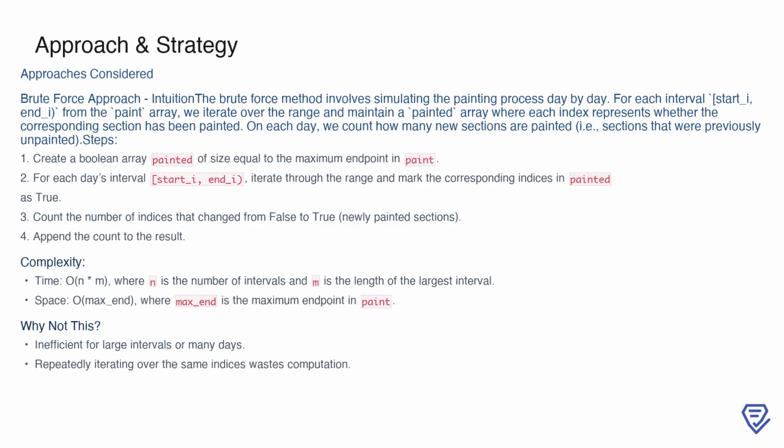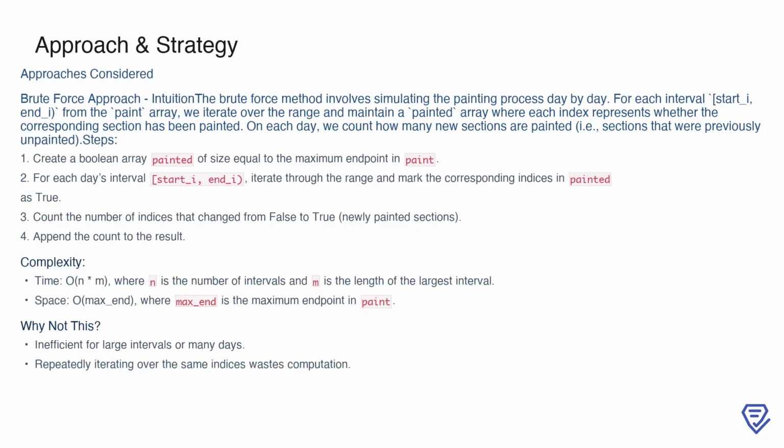This can be done using a Boolean array called painted, where each index corresponds to whether that section has been painted or not. Each day, as we process the interval, we count how many previously unpainted sections are painted for the first time and add that count to our result. While this method is simple and intuitive, it has significant limitations.